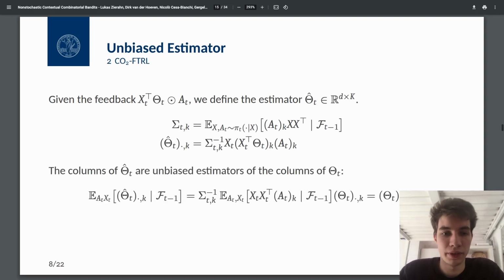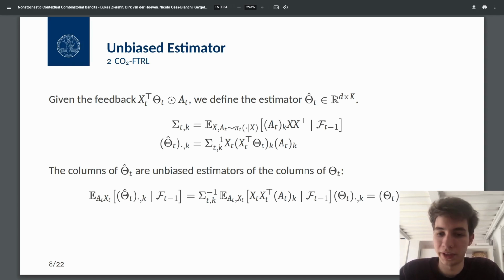Theta hat t we can then show to be unbiased. We define theta hat t also here in terms of columns. So we write dot k to mean the kth column of the matrix theta hat t, right? And then if we take the expectation of theta hat t in the kth column, then we can just plug in the definition given above.